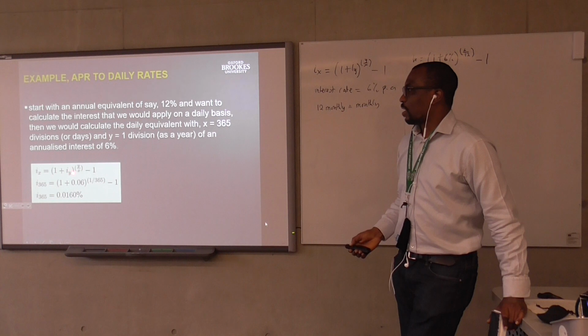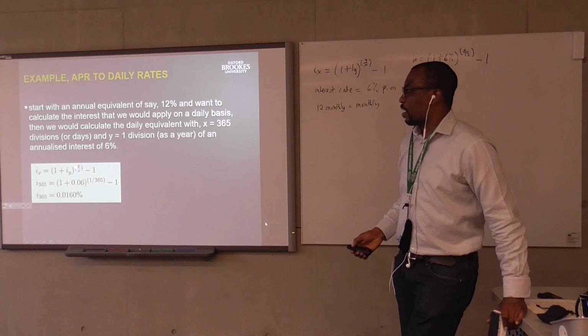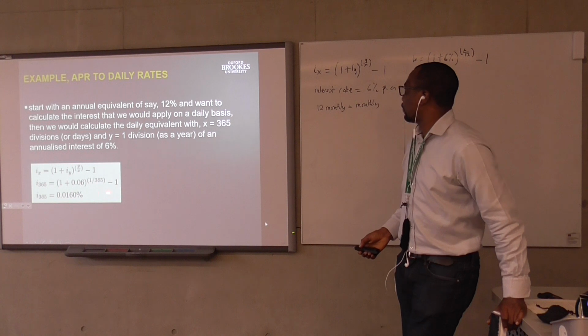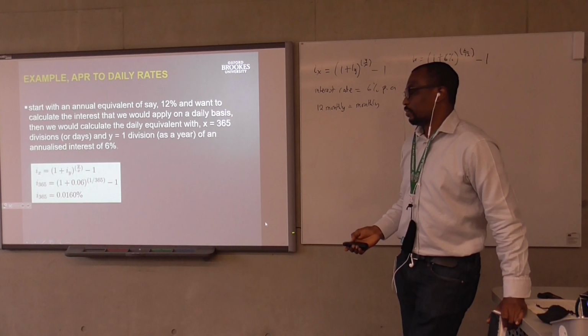1 plus the i of y, which is supposed to be 12, divided by an annualized interest of 6%. So that is 0.06, into bracket y over x, which is 1 over 365, minus 1. So the interest rate becomes 0.016.